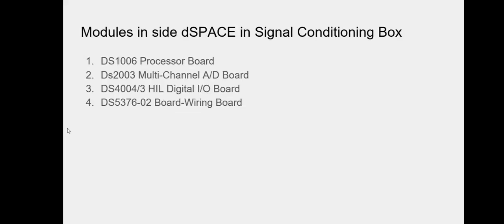In the signal conditioning box, there will be different boards. This is about the hardware. DS1006 is a processor board. DS2003 is a multi-channel AD board, and DS4004 is the digital IO board. DS5376 is a wiring board, to connect all the digital IOs, AD boards, and everything between the processor and IO boards.